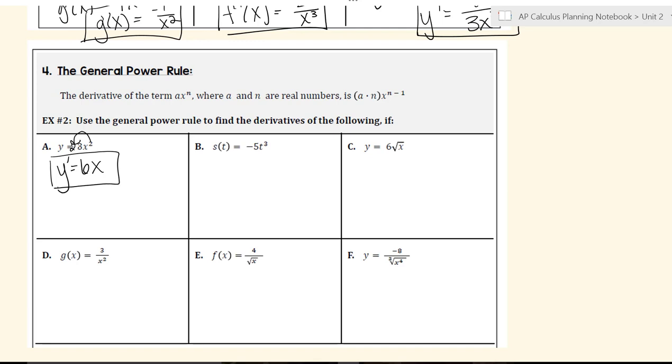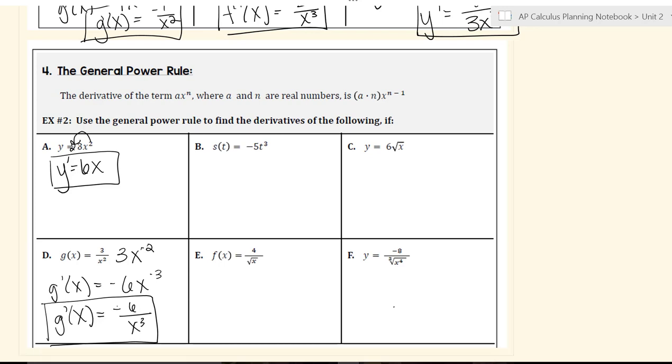I'm going to do one more. I'll do 2 more for you guys. Let's look at D and F, and then I'll ask you guys to pause and do the rest on your own, and then check it at the end of the video. So I'm going to make this 3x to the negative 2, very similar to A. g prime of x is going to equal negative 6x to the negative 3. And I get g prime of x equals negative 6 over x cubed.